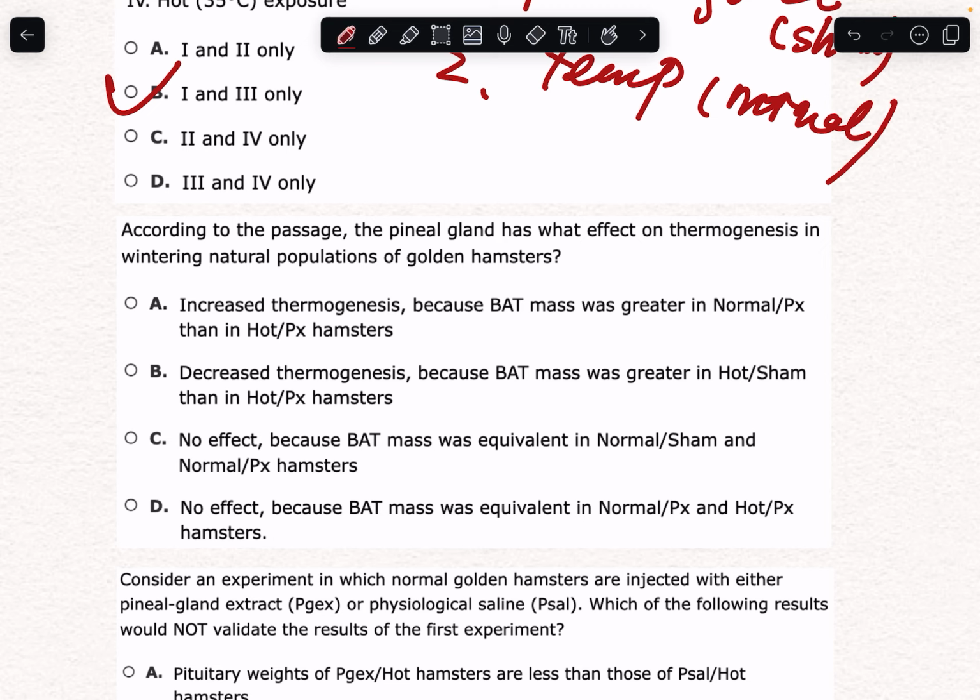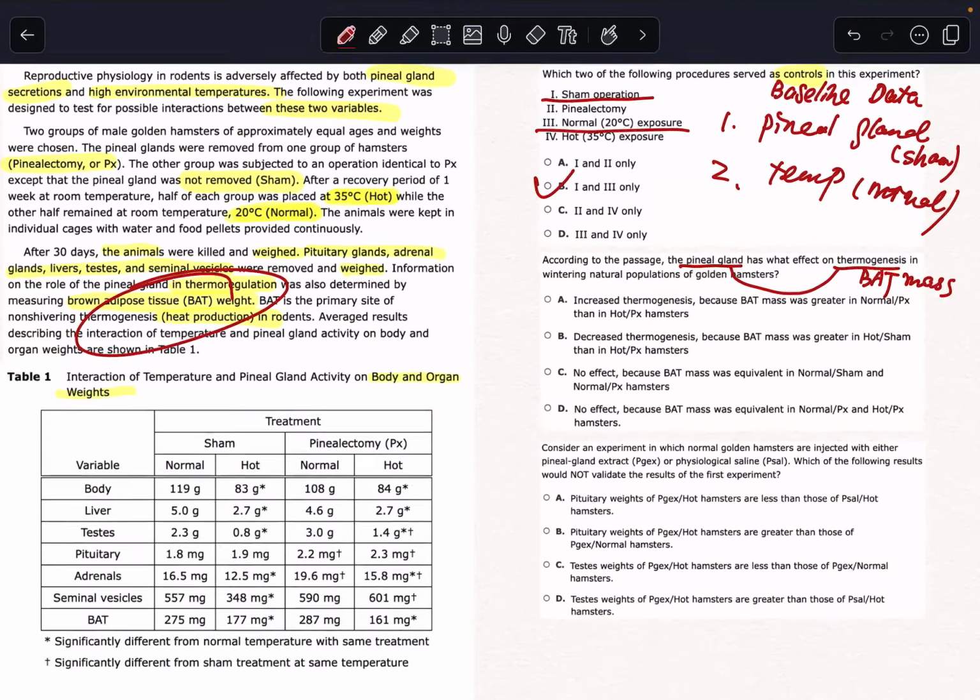According to the passage, the pineal gland has what effect? Okay, once again, I need to know the relation: the pineal gland's effect on thermogenesis. And thermogenesis equals BAT mass, right? So I am going to go to my table and look at how having the pineal gland versus not having it is going to affect my BAT mass, okay? So here's my table eventually.